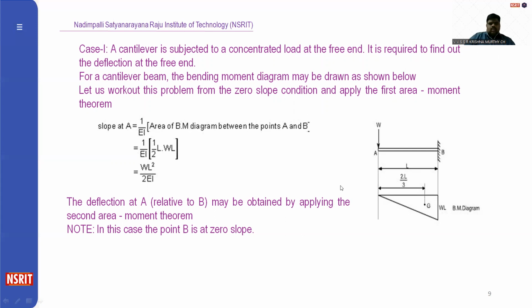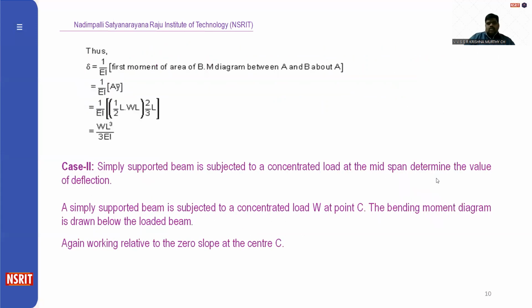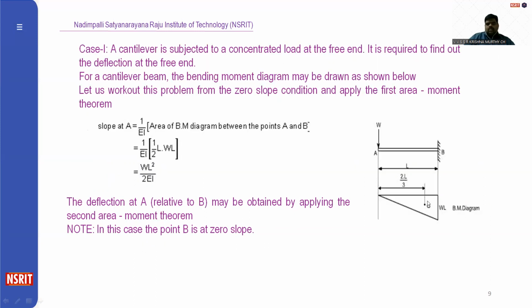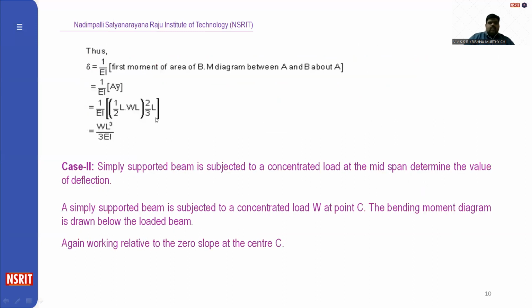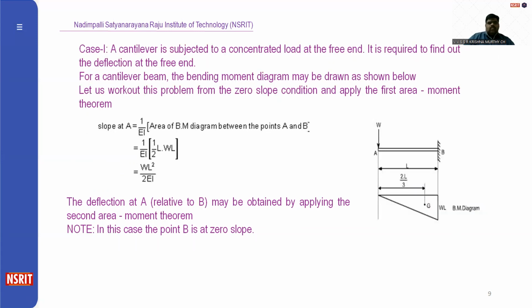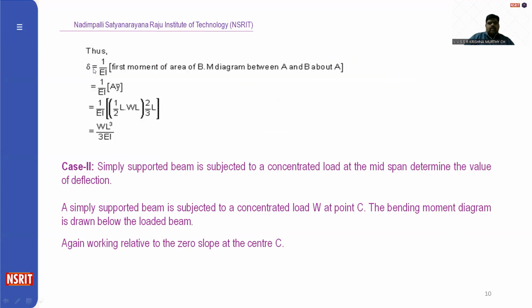So now in the case of B, the slope is 0. So delta is equal to 1 by EI, area into first moment of area with respect to both A and B. So 1 by EI, A y bar. Area is nothing but half into L into WL, the area of the triangle, into 2 by 3 L, the perpendicular distance. Okay, WL cube by 3 EI. So with respect to both the theorems, I solved the slope and deflection.